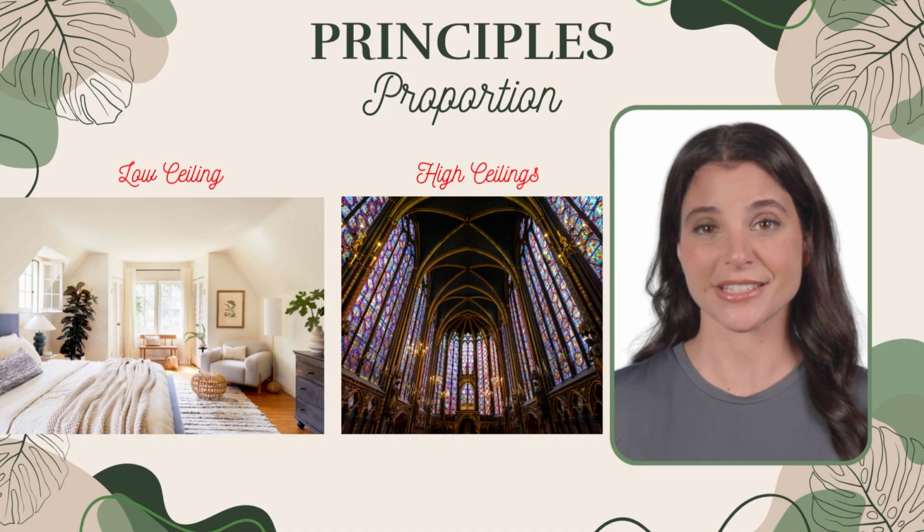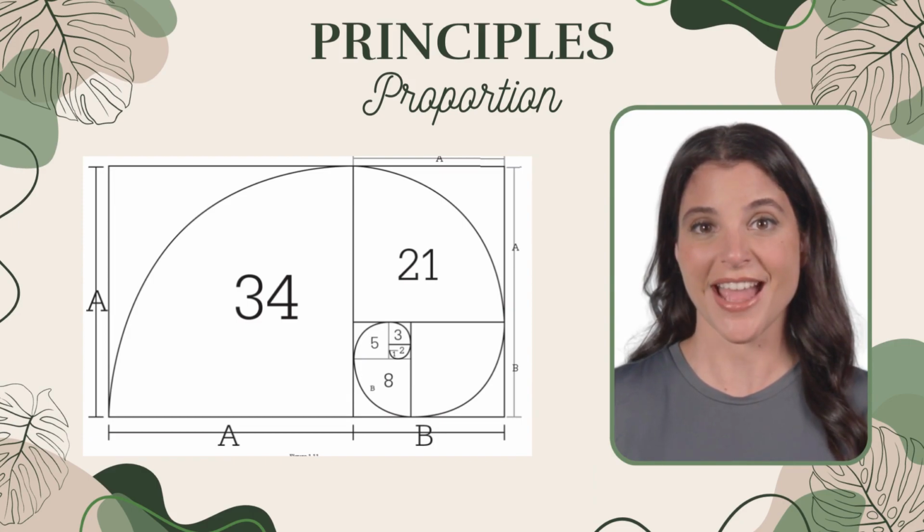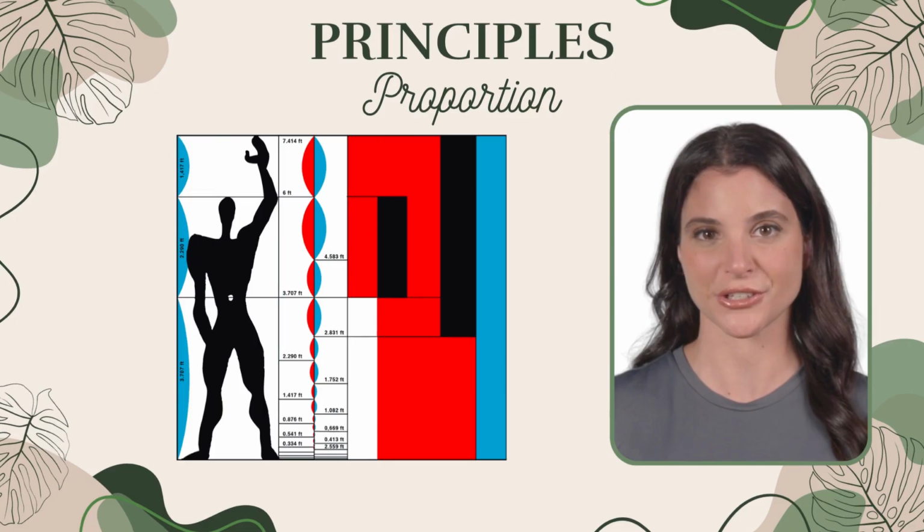Throughout history, designers and architects have studied ideal proportions. The Greeks used the golden mean, Renaissance designers built with the Fibonacci sequence, and in the 20th century, architect Le Corbusier created the modular scale based on the human body. Each of these systems was meant to achieve harmony and balance through mathematical proportion.